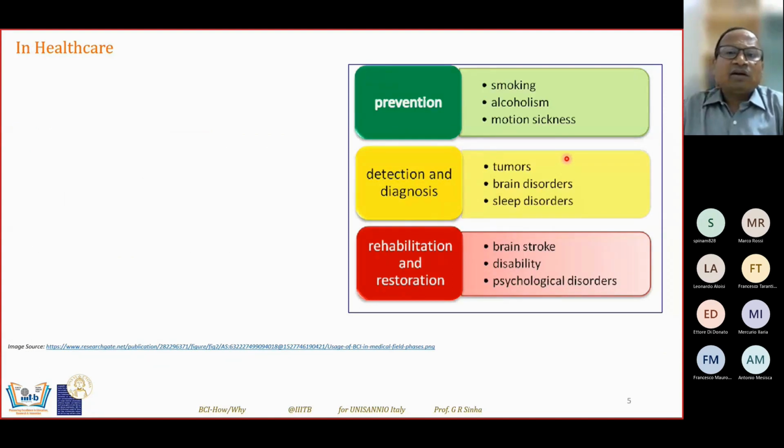In healthcare, these are the major stages where you can find some research work, like you can definitely contribute with the help of BCI in the field of prevention. It may encourage people to stop smoking, alcohol, motion sickness, etc. Detection and diagnosis like tumor, brain disorder and disability, sleep disorder and disability. This is the area, especially the last one, sleep disorder and disability.